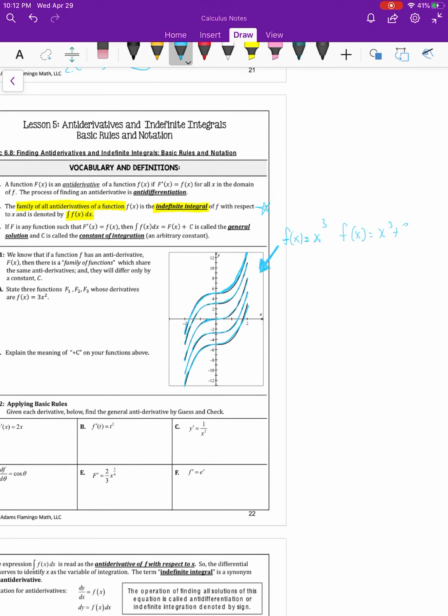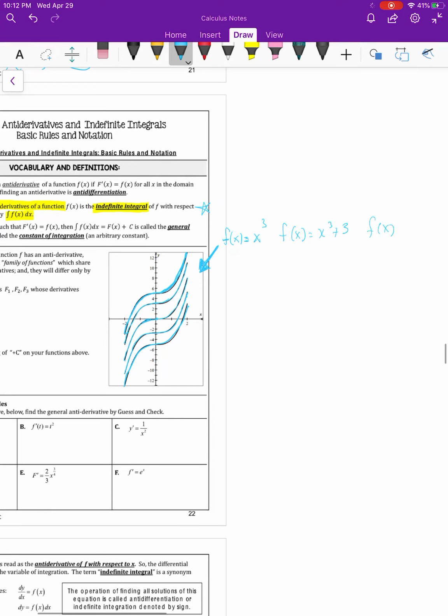But if we take the derivative of all of these, whether it's x cubed plus 3 or x cubed plus 5, look what happens when we take the derivative of every single one of these. 3x squared. This one, 3x squared. This one, 3x squared. Because the derivative of the constant is 0. So if I'm asking you to integrate 3x squared dx, I'm asking you to think, if this is your derivative, what would your original function be? Your original function is the answer to that.